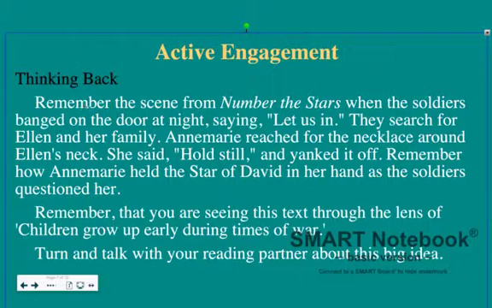So if we're thinking back, remember the scene from Number the Stars when the soldiers banged on the door at night saying, "Let us in!" They searched for Ellen and her family. Anne-Marie reached for the necklace around Ellen's neck, and she said, "Hold still," and yanked it off. She held the Star of David in her hand as the soldiers questioned her, and she was hiding that Star of David. She had to think fast for Ellen because she knew that the soldiers didn't like Jews, and if he saw this Jewish star, they might take Ellen.